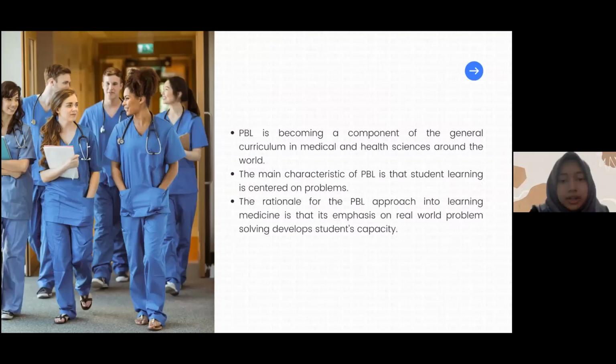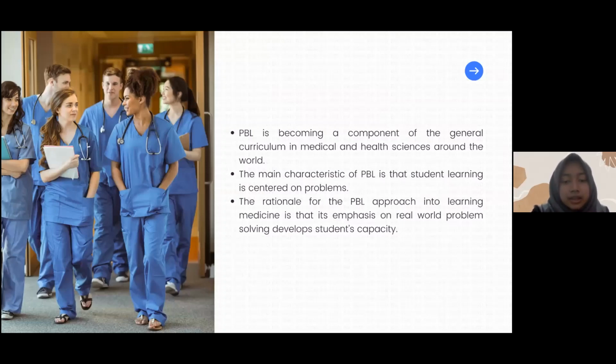As we all know, as medical science is advancing day by day, the need for better learning techniques is very important. Problem-based learning is an effective way to provide a coherent, integrated, and focused medical education. Problem-based learning is becoming a component of the general curriculum in medical and health sciences around the world. To date, many medical schools in various countries have adopted problem-based learning.